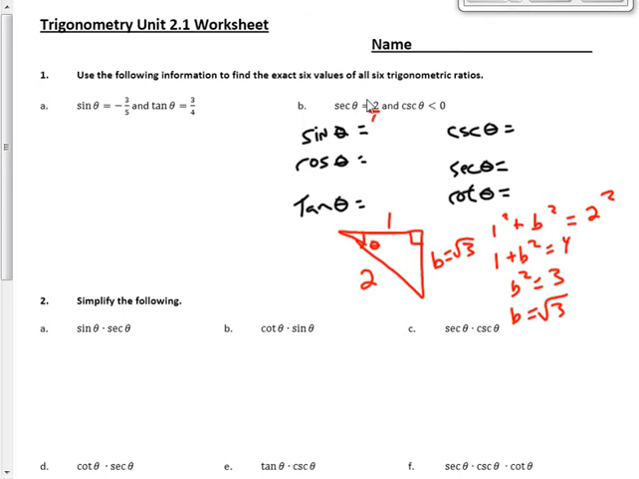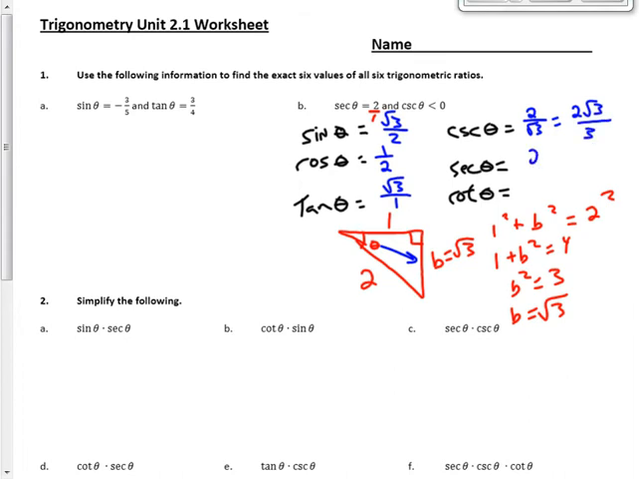I have my theta value, so my sine value of this is the opposite over the hypotenuse. So opposite is over here, so that's square root of 3 over 2. My cosine is adjacent over hypotenuse, which is 1 over 2. My tangent is opposite over adjacent. When I flip these things over, I get 2 over the square root of 3. I can't leave the square root of 3 in the bottom, so I multiply this by the square root of 3 on top and bottom.